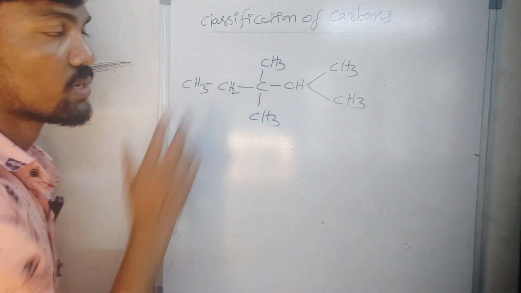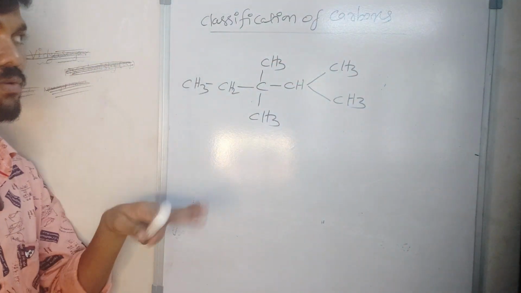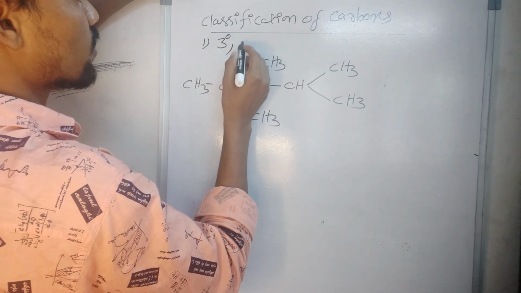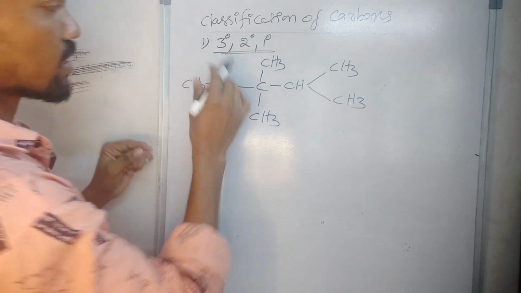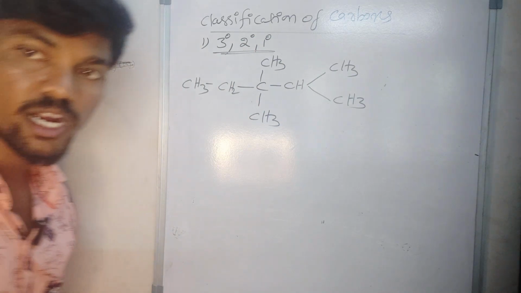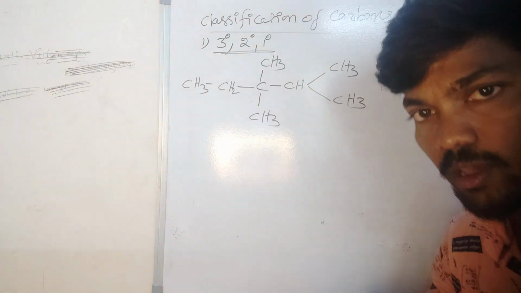Okay, next component is classification of carbons. Classification of carbons means I will tell you. First one: tertiary carbons, secondary carbons and primary carbons. Another one is alpha, beta, gamma carbons. That will be explained in the next one, I mean next after this.